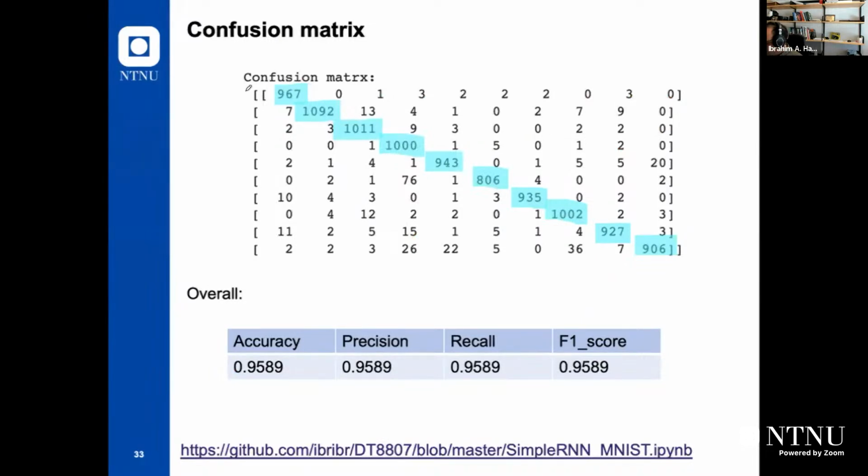So 967 from class 0 was classified as 0. This one from class 1 classified as class 1, class 2 until class 9. So you can see this is a confusion matrix, and this is the overall accuracy, precision, recall, and F1 score. You can go to this example and you can play with it.